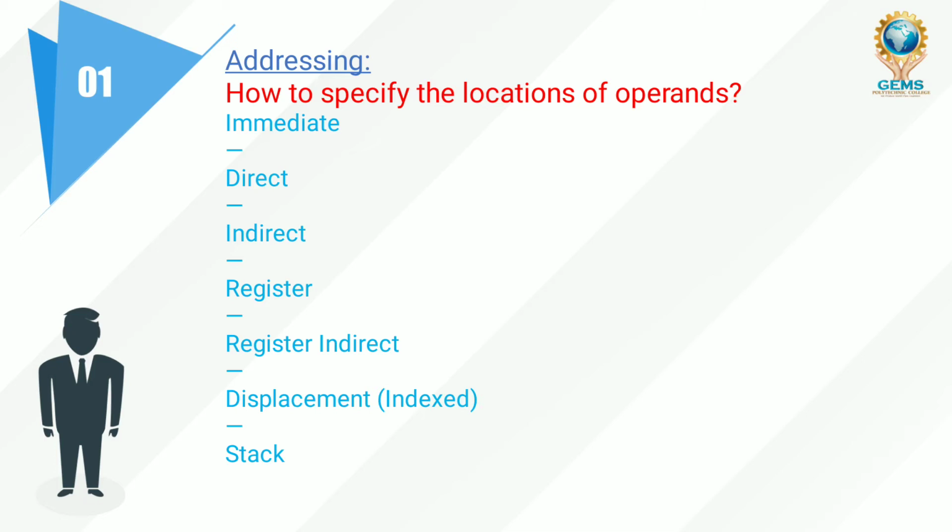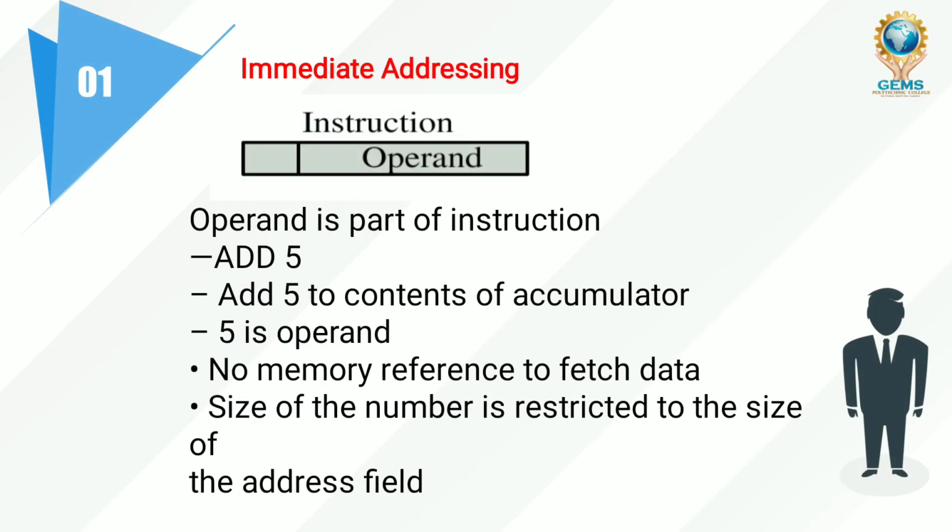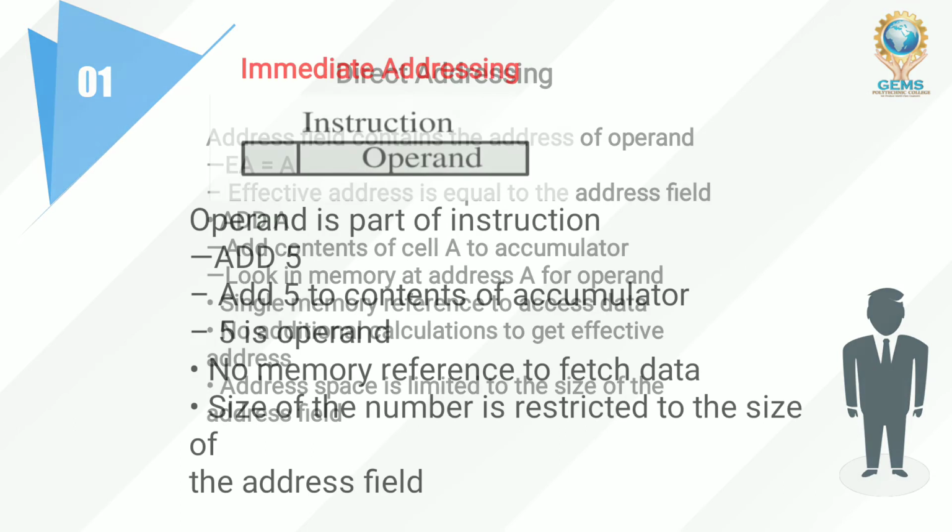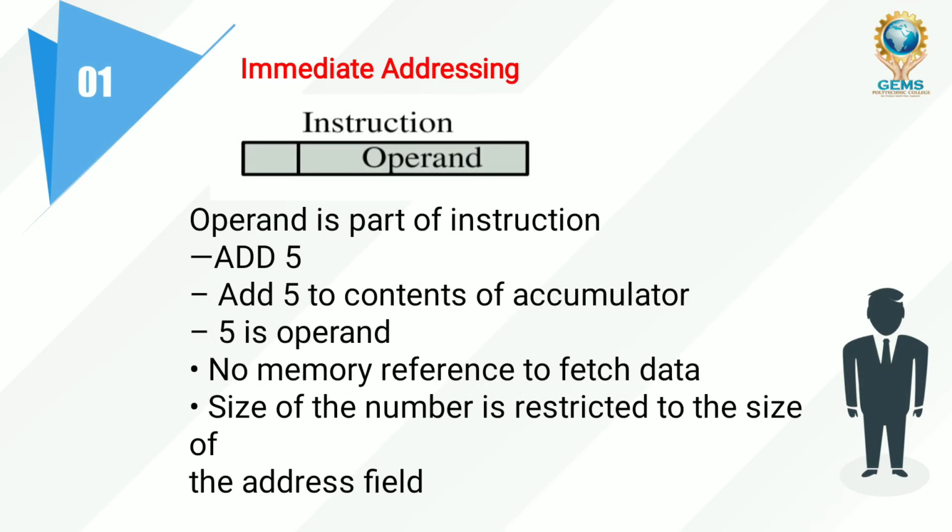So here many types are there, many locations, many addresses. One is the immediate address, direct address, indirect address, register address, register indirect address, displacement index, and stack. These all are locations, or we can say different address modes. Now we will see all of them one by one. First, immediate address mode.